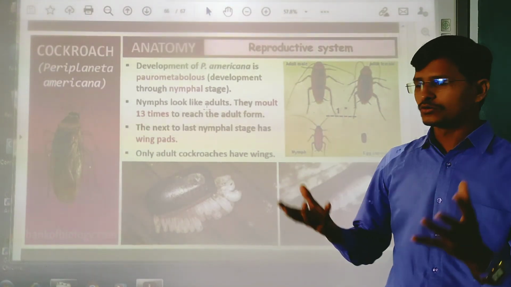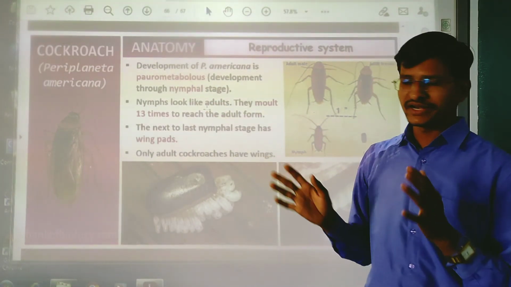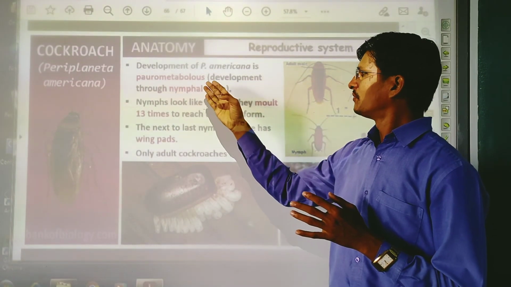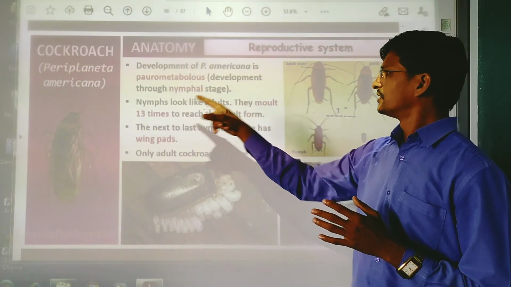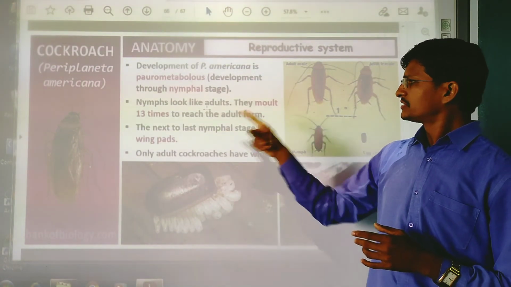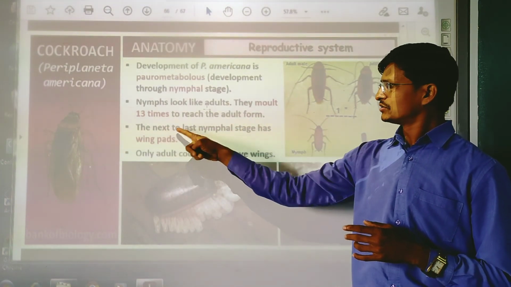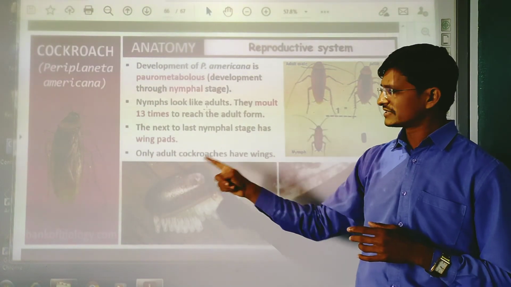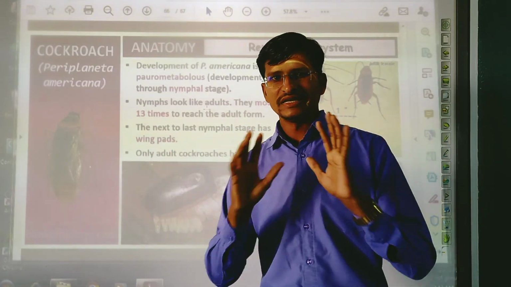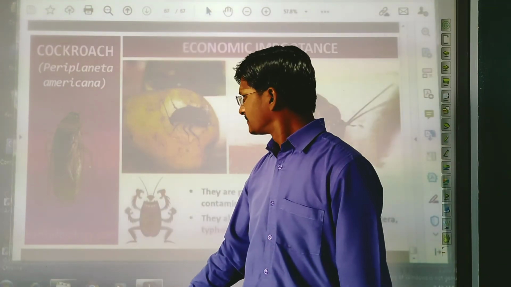Now this is how to look at the development of P. americana, that is Periplaneta americana. It is paurometabolous, that is development through nymphal stages, and they molt 13 times to reach the adult form. The next to the last nymphal stage has wing pads. Only adult cockroaches have wings, that also you need to remember. The young cockroach does not have wings. Only the adult cockroach has wings.